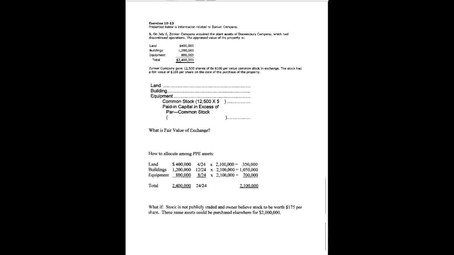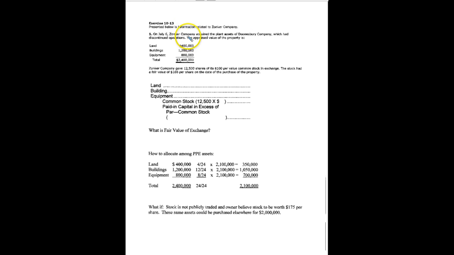Do I use the fair value of the debt and equity, or do we use the fair value of the property, plant, and equipment? And generally, unless there's a secondary market for our debt, generally then the fair value of debt is the present value of the future cash flows. So let's go look at that right now.